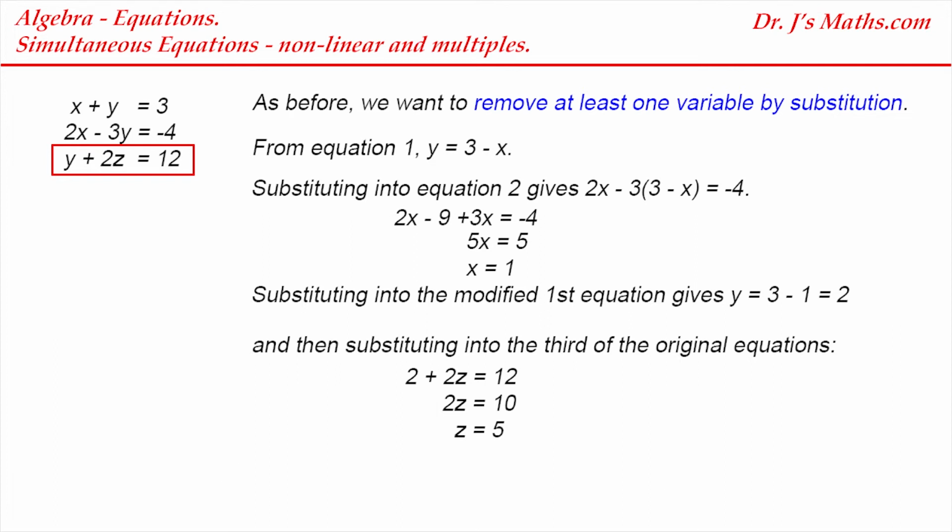We can then substitute that y equals 2 into the third of the original equations, and we get z equals 5. So our simultaneous equations have resulted in the point of intersection between them all as x equals 1, y equals 2 and z equals 5. That's in three-dimensional space. Do not forget to check your answers before you leave it by substituting them in to check.